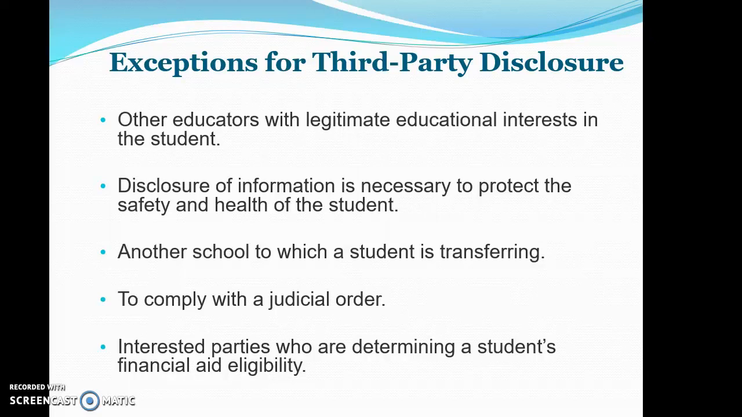Thirdly, another school to which a student is transferring. When students transfer, which happens all the time, schools have to get this information in a timely manner, and therefore parents do not have to give their consent in order for this information to be shared. Fourth, to comply with a judicial order, and lastly, interested parties who are determining a student's financial aid eligibility.